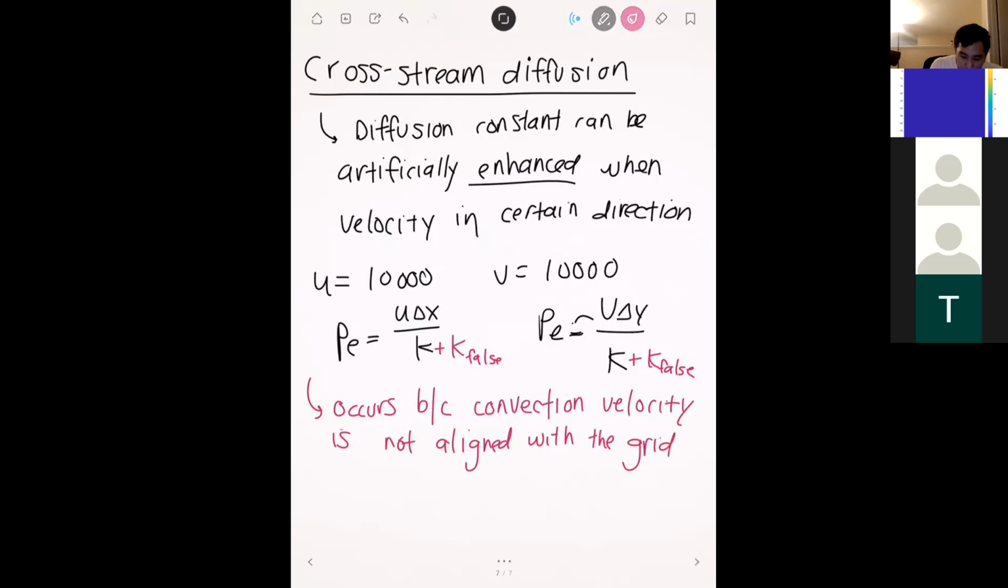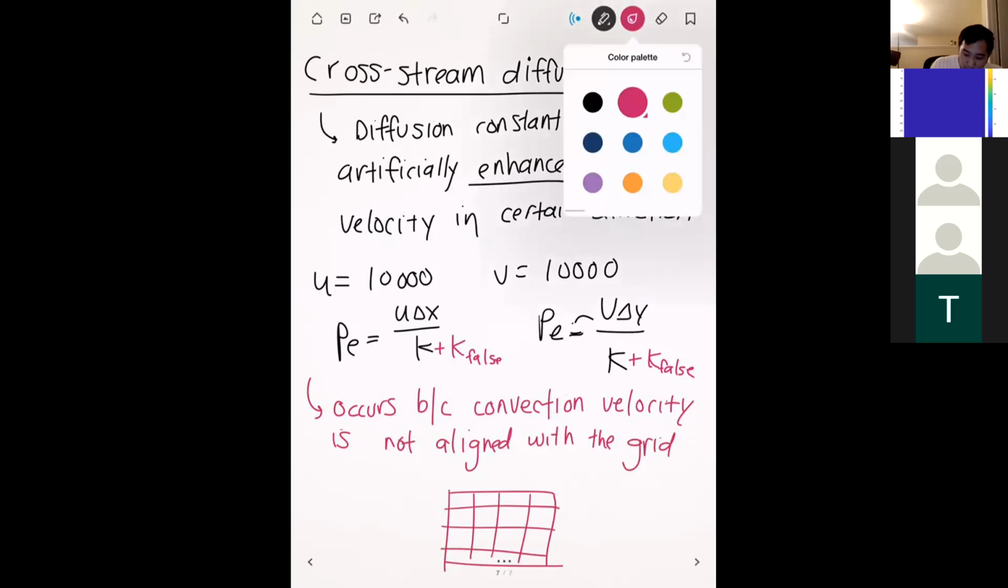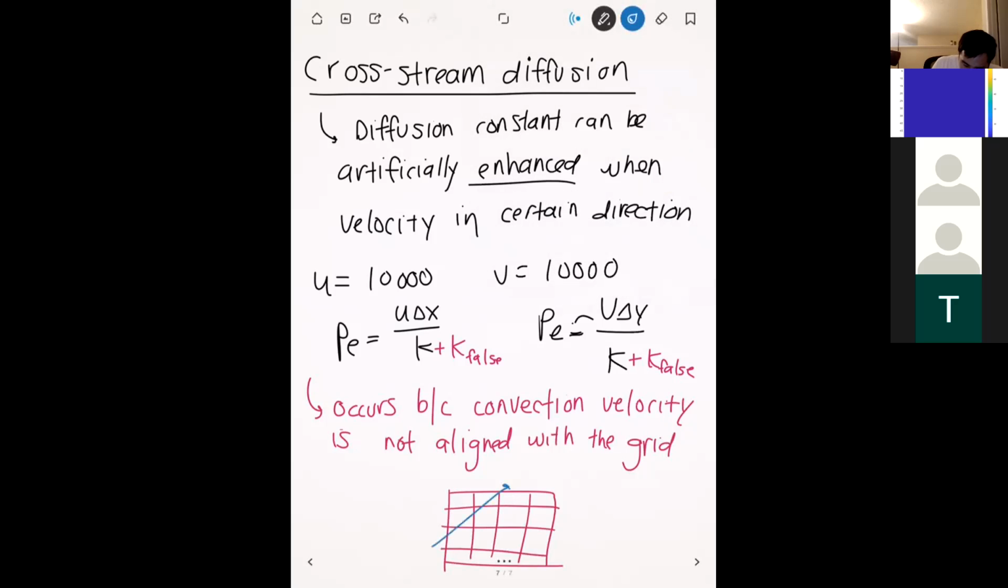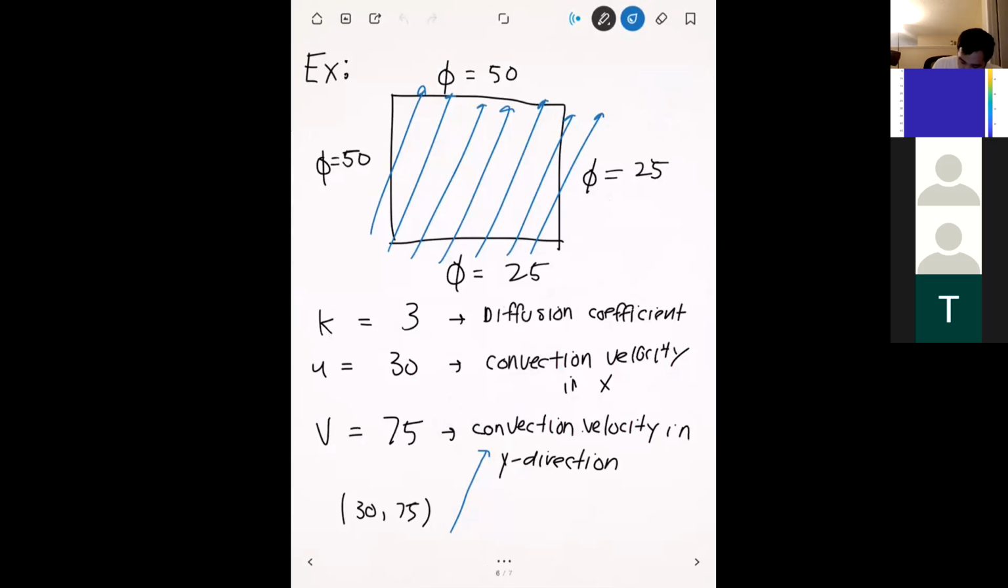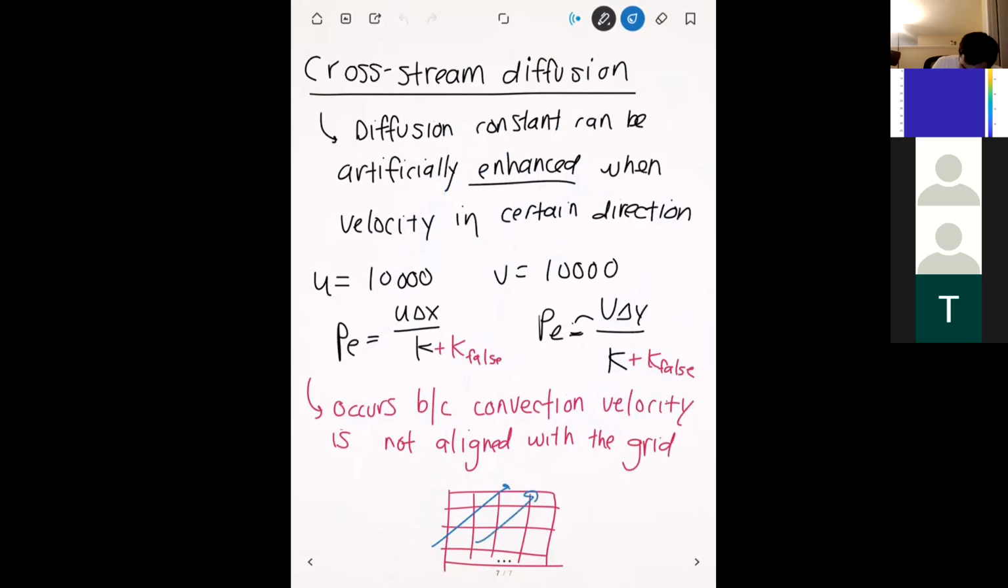And so in 2D, what can happen is something like this. Say we have our grid that looks like this. What can happen is that the convection velocities might look something like this. In other words, the grid isn't aligned with the velocities, right? And at the worst case, it can be angled at a 45-degree angle in the grid.